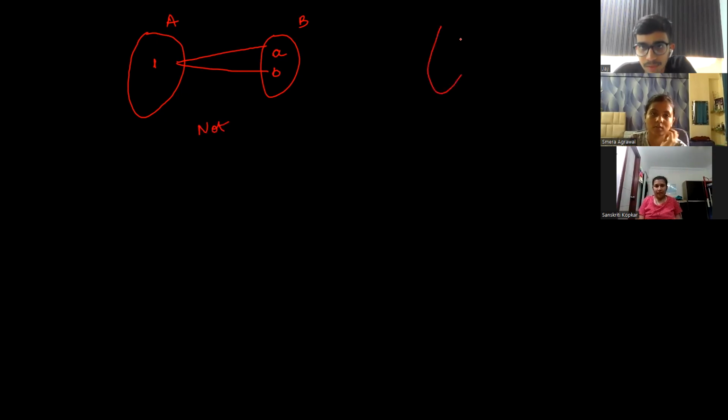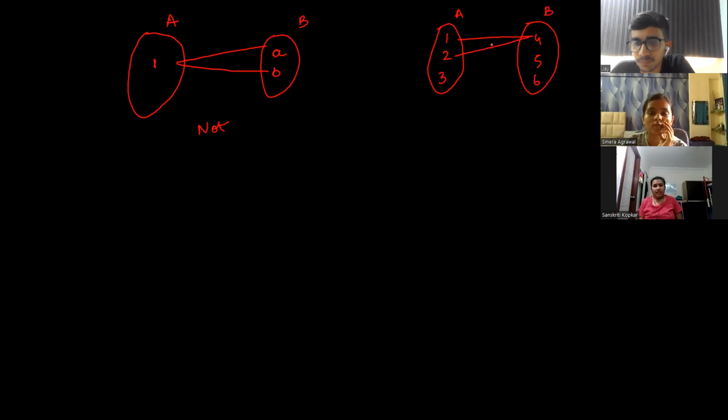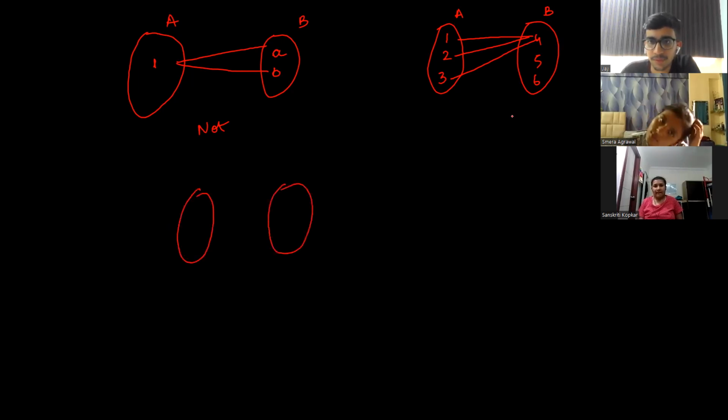ठीक है? The next thing is, let's say we have 1, 2, and 3, 4, 5, and 6. So 1 is connected to 4, 2 is connected to 4. Is this a function? Yes, sir. Okay, so it's a function.